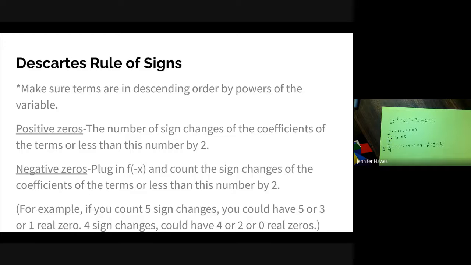All right, so for the negative zeros, I'm going to go to my original equation and plug in negative x. Now all that's going to do is change the sign in front of the odd powers. And then I'm going to count again. If it goes from a positive to negative, negative to positive, I'm going to count, and then I'm going to subtract 2 until I get to 0 or 1. And at the bottom, I gave an example of if you count 5 changes, if you count 4 changes. Okay, that's a lot going on that slide.